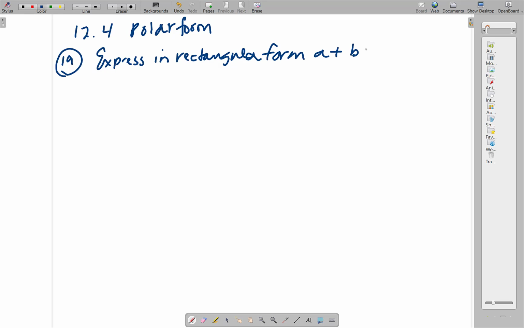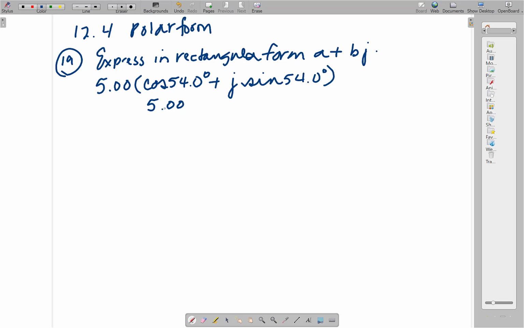A plus bj. So we're given the problem 5.00, given in polar form, times the cosine of 54.0 degrees plus j sine of 54.0 degrees. You'll also sometimes see this written this way, 5.00, and then in here it has the 54 degrees. It's another way of writing it.